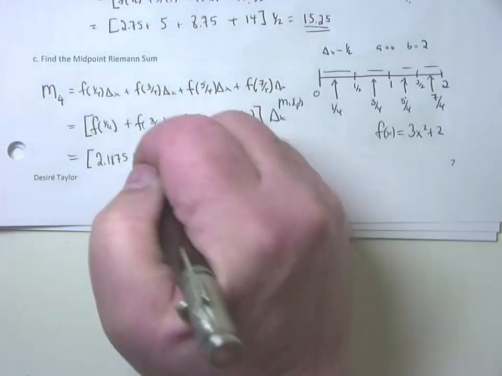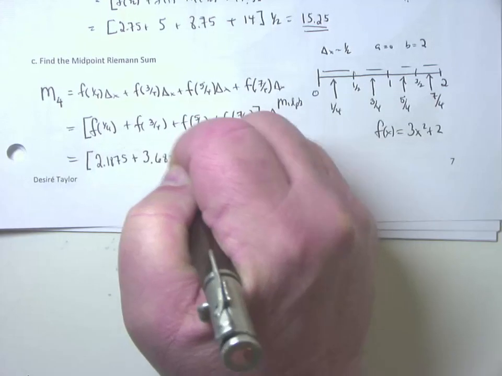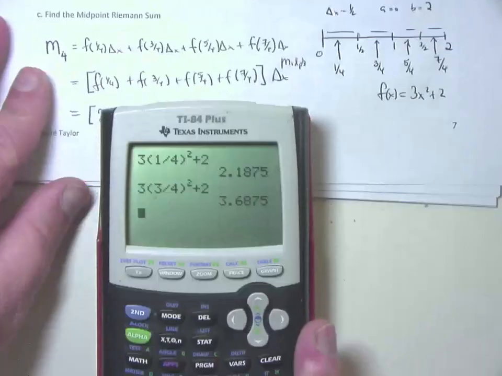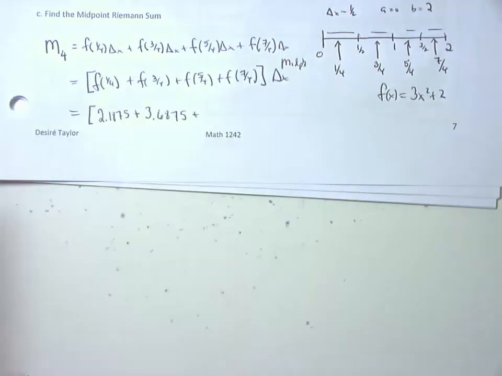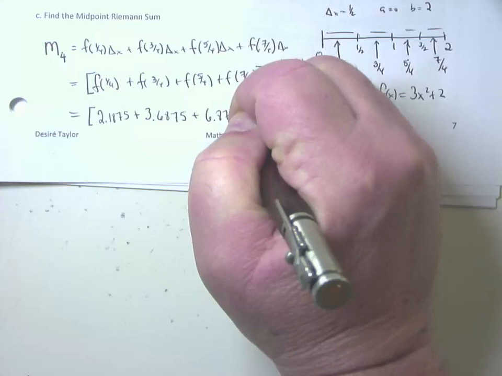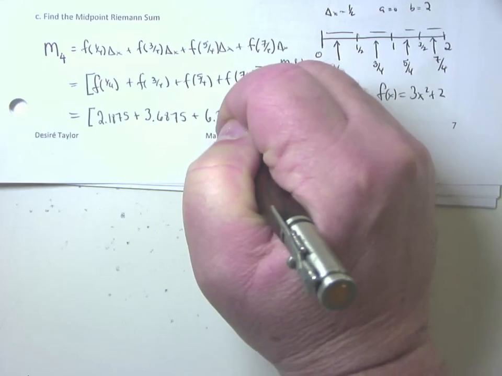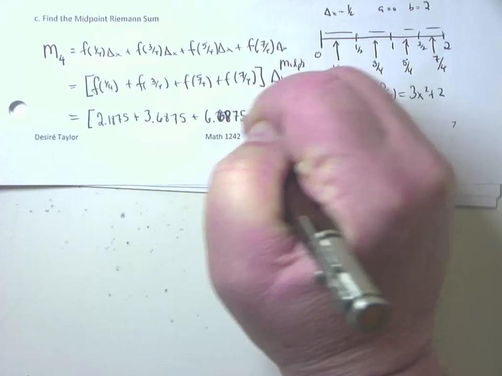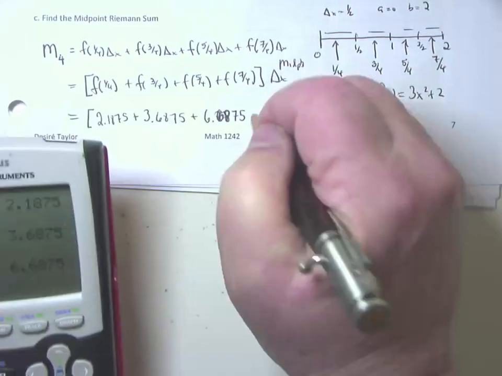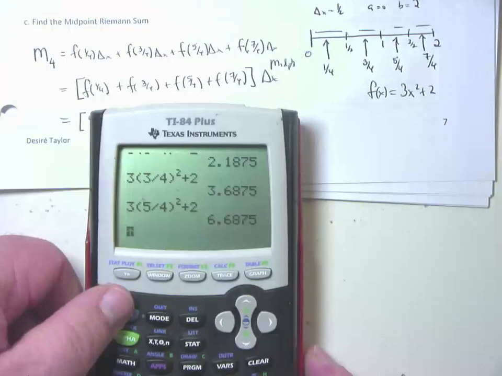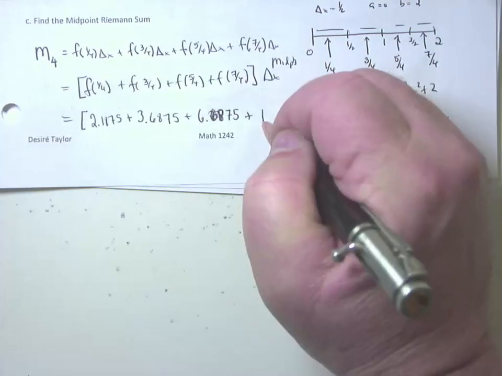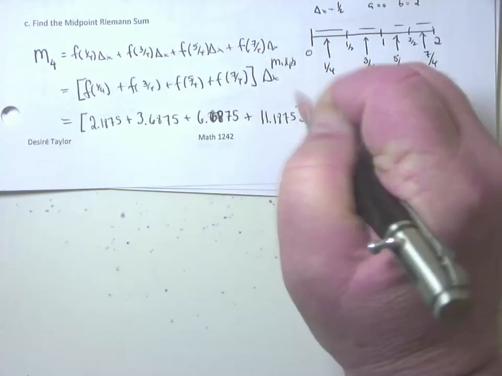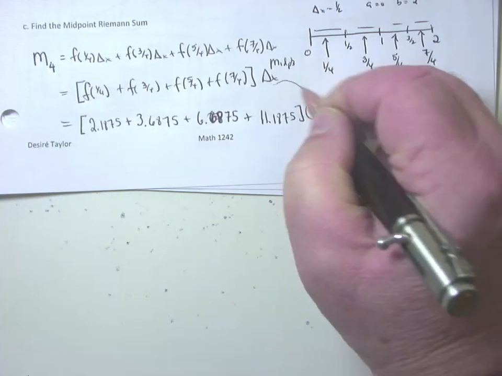And I get 3.6875 plus, plugging in your next partition point, which is 5/4. So recall your function down and change that 3/4 to a 5/4. I get 6.6875. Okay. And then plus, the last one I'm going to plug in is 7/4. So recall it back down, plugging in 7/4, which is 11.1875. All that times your delta x, and your delta x is 1/2.